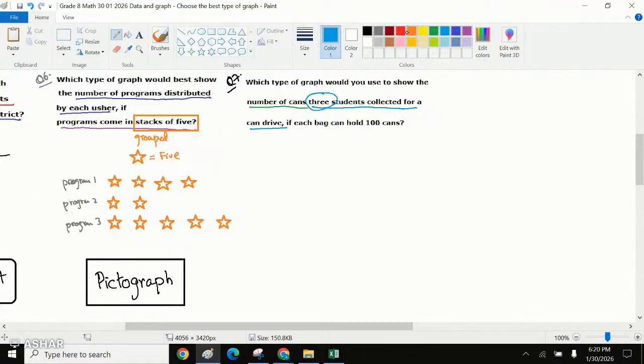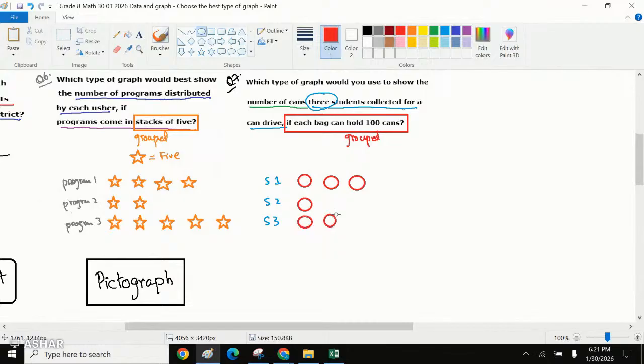If each bag can hold 100 cans, that means the cans have been grouped. So can we say that student number 1, student number 2, and student number 3, right? Student number 1 can have a certain number of cans. Let's suppose student 1 had 300 cans. Student 2 would do 100 cans, and student 3 can do 200 cans.